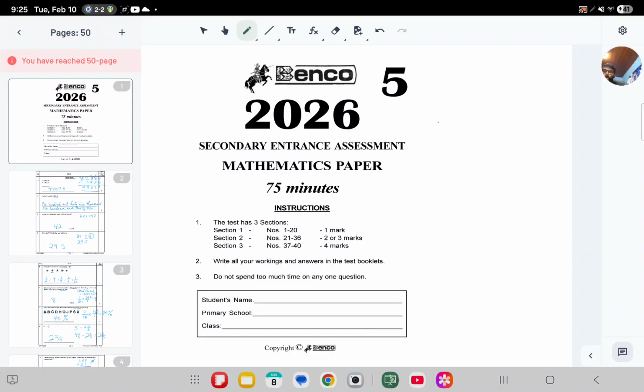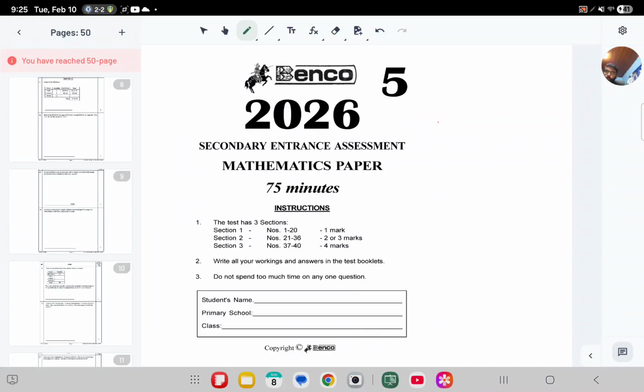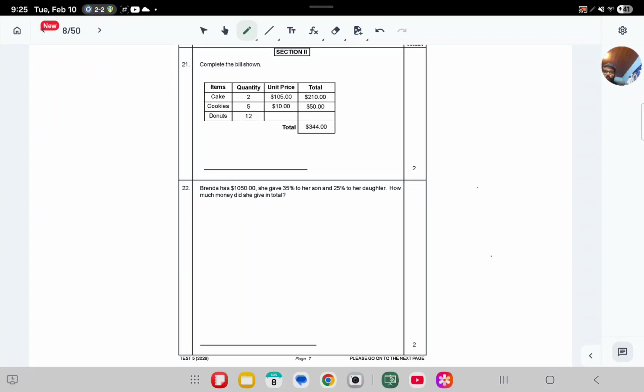Alright, so today we're looking at Benco 2026, Test 5, Section 2. So let's jump right into it. Complete the bill shown. So we have the bill. We have donuts. We have 12 donuts. We don't know the unit price and we don't know the total. So before we can calculate the unit price, we need to calculate what the total is.